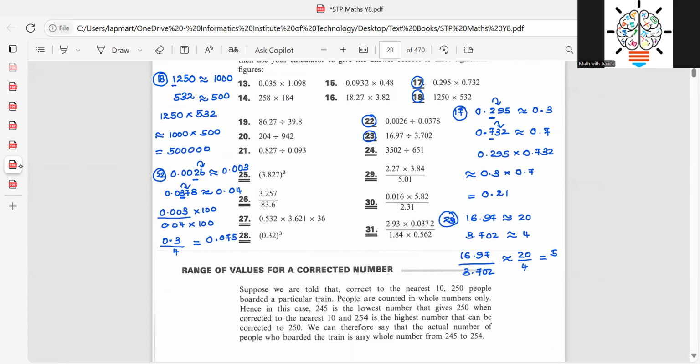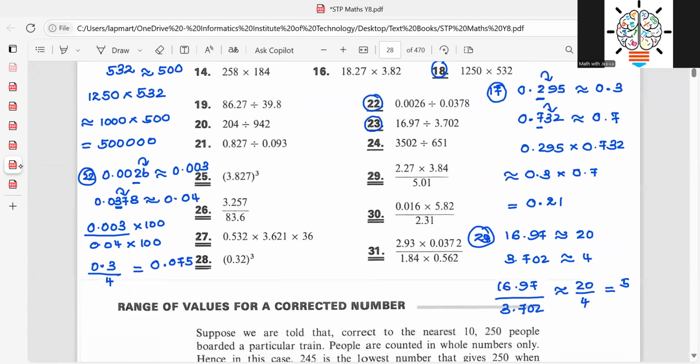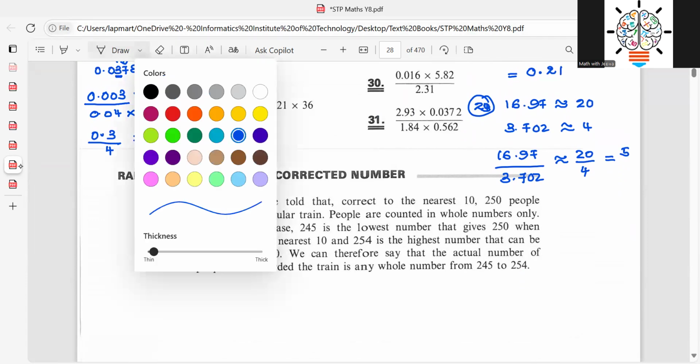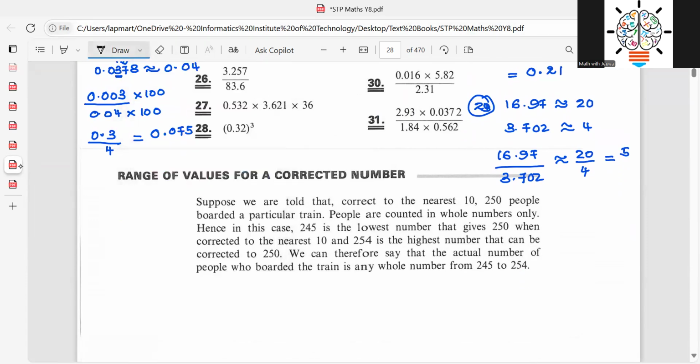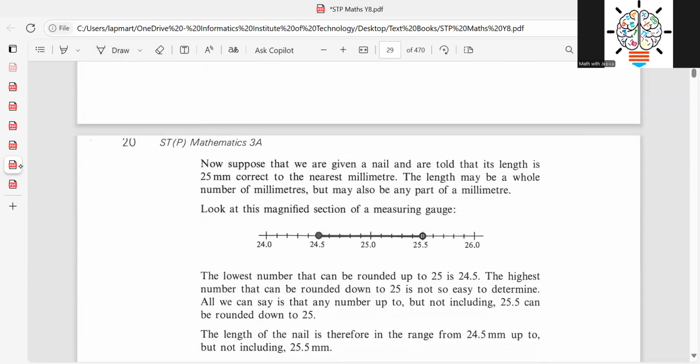Today it's a new subtopic. Put the date, write down the subtopic, range of values for a corrected number. So that will be your next subtopic. Take the black color pen and write down this subtopic and we'll see how we can do these kind of sums, right?